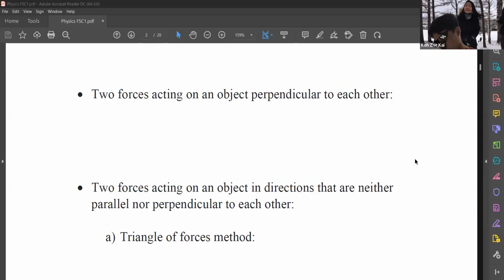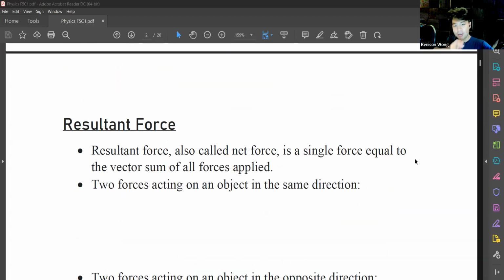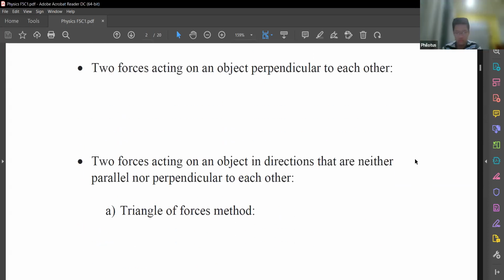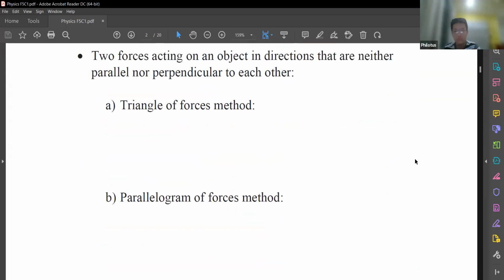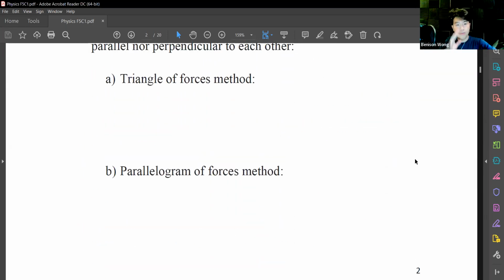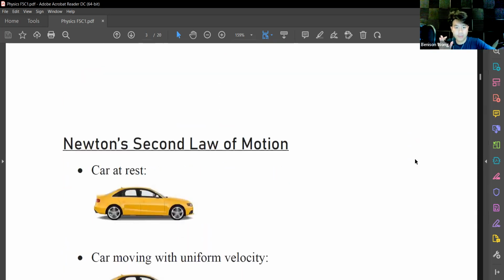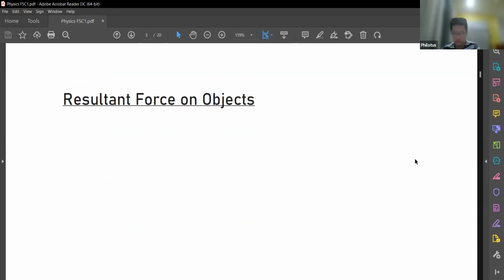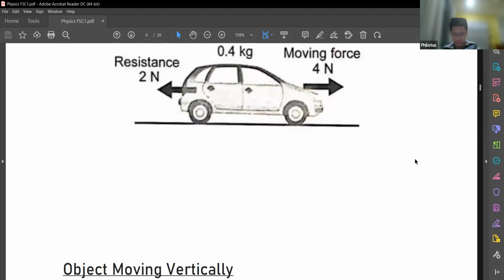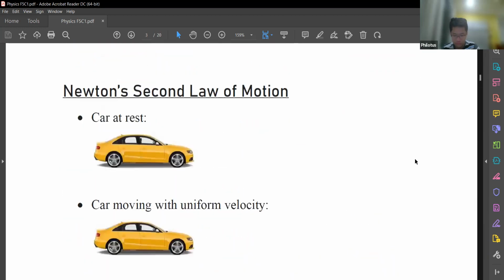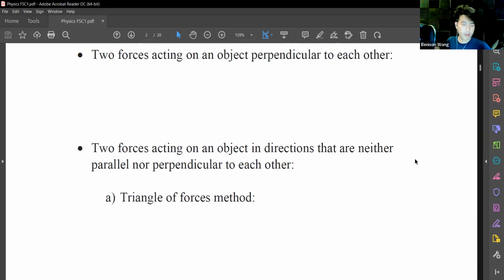Okay, so everything about resultant force is over here. No more questions for resultant force, right? All right, that's it for today. After you get your hard copy notes, remember to copy them into your notes. Is that okay?